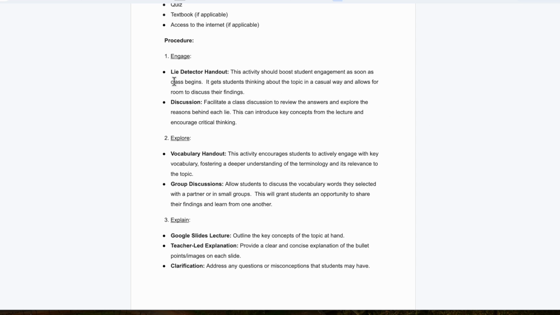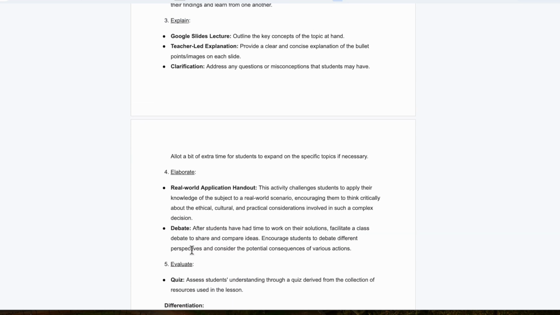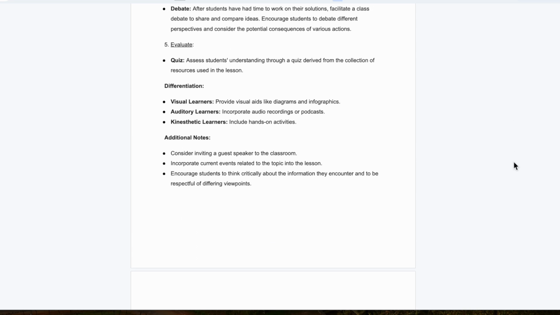Again, these like the lie detector handout, the vocabulary handout, the real world application, and the quiz. These are all individual products that are listed on my page, but they are not included in the 5E lesson plan. They would be included in the complete lesson. So again, just trying to be as clear as possible with that. To finish up every lesson plan, I just have some options for differentiation. And then I just have some additional notes, things that I think could make the lesson more effective. But yeah, that's a 5E lesson plan.